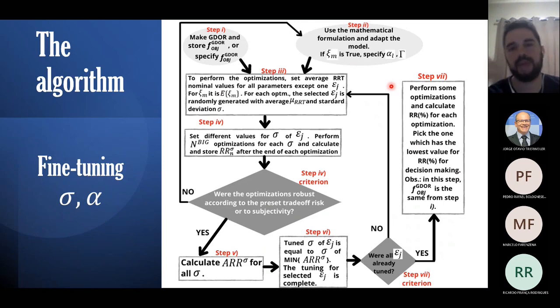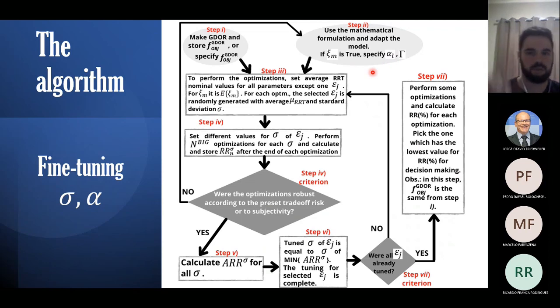and you're going to perform n big optimizations for each sigma, and after the final, you're going to calculate and store the relative regret, after the end of each optimization, okay? You're going to ask yourself, were the optimizations robust according to the preset trade-off risk? If the solution is feasible, then no, the algorithm knows when it's feasible and not infeasible. Then you will go back here, and then you're going to vary the value of alpha again.